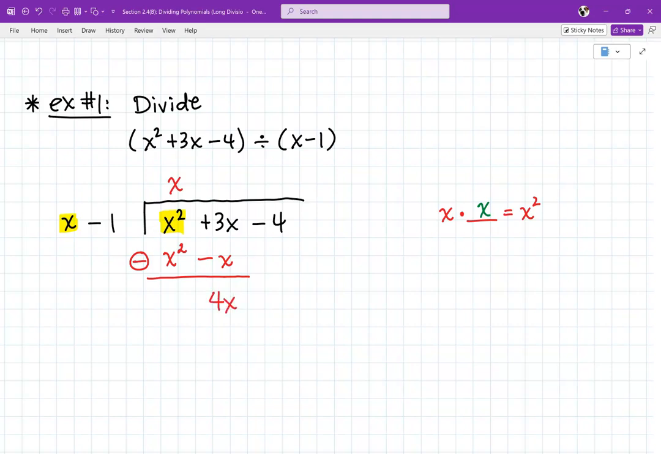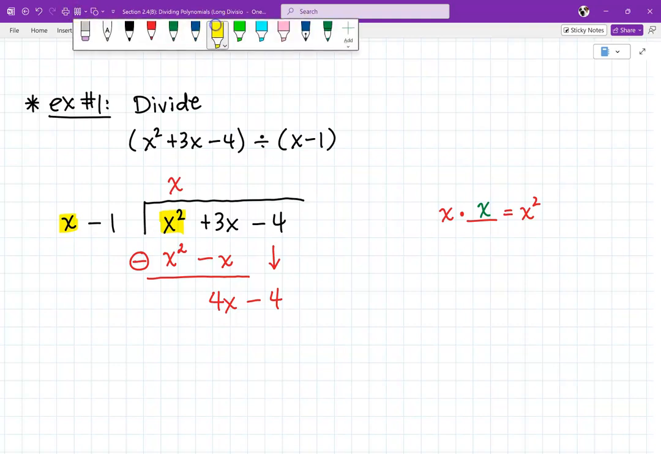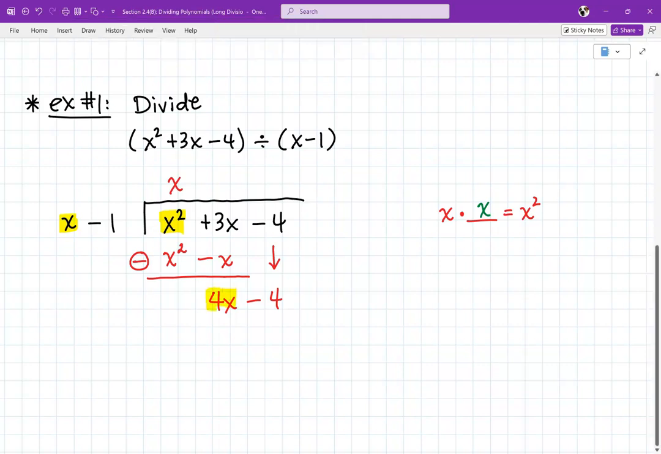And then what was I supposed to do in the last problem when I had a little space? I was supposed to drop something down, right? So I'm dropping this minus 4. Now, again, I'm going to focus on the firsts. The first term here with the original first term up there, the x.